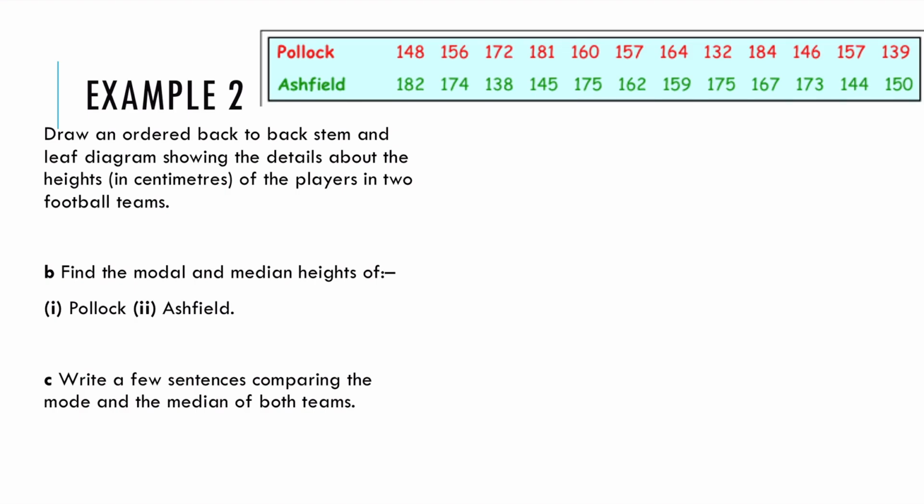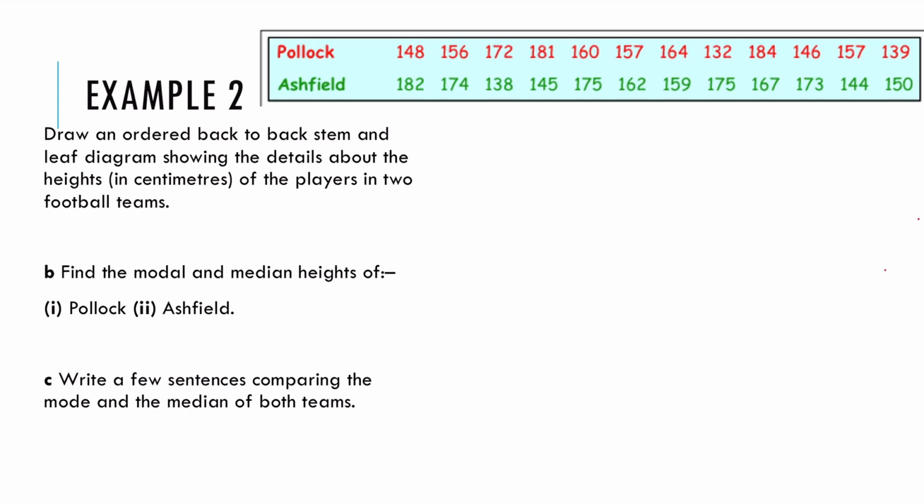Okay, moving on to constructing a back-to-back stem and leaf diagram. So the question says, draw an ordered back-to-back stem and leaf diagram showing the details about the height in centimetres of the players in two football teams. We can see as well all of these numbers have 3 digits. Now remember, you should only ever have 1 digit in the leaves representing each data point. So the stem is going to have to hold 2 digits.